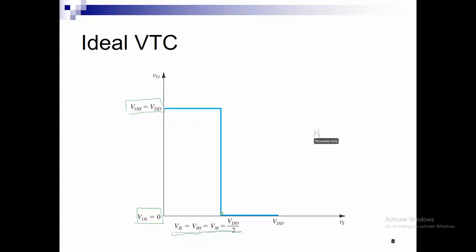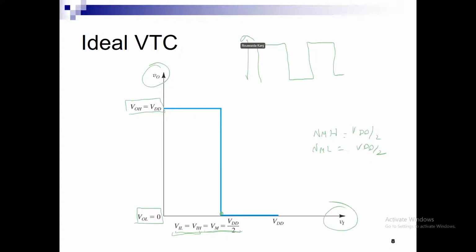This way I will have maximum noise margin high and maximum noise margin low, which are equal to VDD over 2. So my signal, literally, if this is the input signal, then this is VO versus VM. What I'm drawing here is really Vn versus time. Okay, and let us map the points just so you are comfortable with the concept of where these points fall.